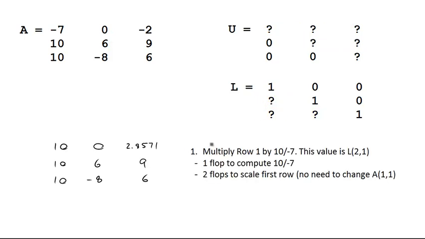To begin, let's multiply the first row by 10 divided by negative 7, which will switch this negative 7 to a 10, 0 to a 0, and we'll get 2.8571 for the upper right. It required one floating point operation to compute 10 divided by negative 7, but only 2 flops to scale the first row. And really all I need to change are these 2 values. I changed the first one just for clarity.